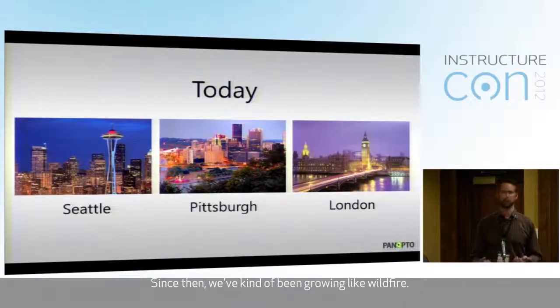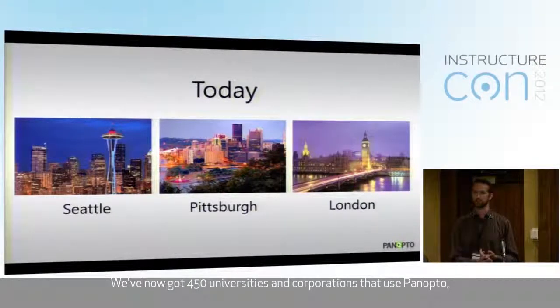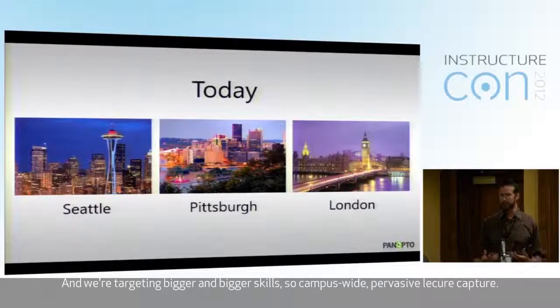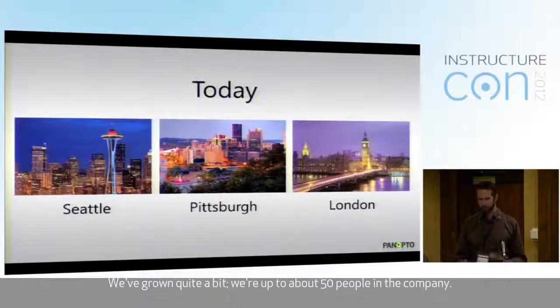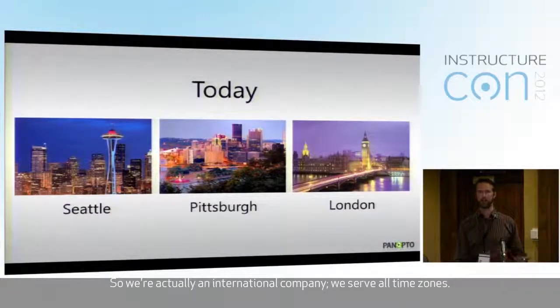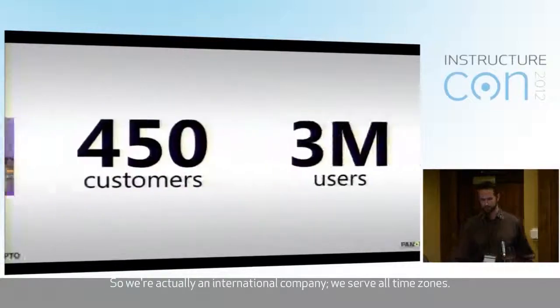And since then, we've been growing like wildfire. We've got 450 universities and corporations that use Panopto. A couple of big names you might recognize: Duke, Auburn, and I think probably some other people here. We're targeting bigger and bigger scale, so campus-wide deployments, pervasive lecture capture. We're up to about, I think, 50 people in the company. We have offices in Seattle, which is where I'm based. I run the engineering and support teams there. There's an office in Pittsburgh near CMU, and an office in London. So we're actually an international company. We serve all time zones.